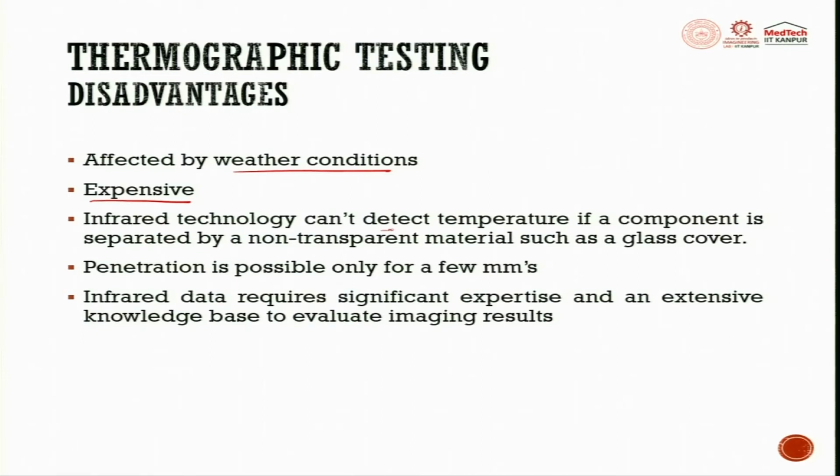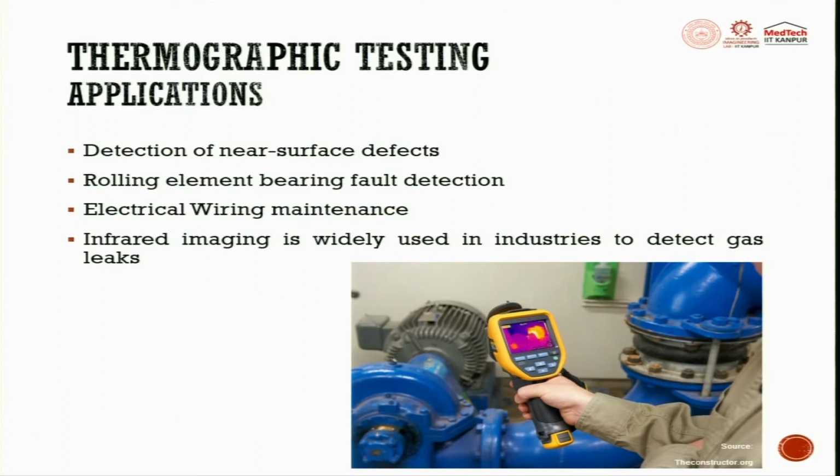Infrared technology cannot detect temperature if a component is separated by a non-transparent material such as a glass cover. I said the canopy, the in-between hurdles, any material in between affects the overall results. The penetration is possible only for a few millimeters. The infrared data requires significant expertise and an extensive knowledge base to evaluate imaging results. The applications of thermographic techniques in testing are, it detects the near surface defects.